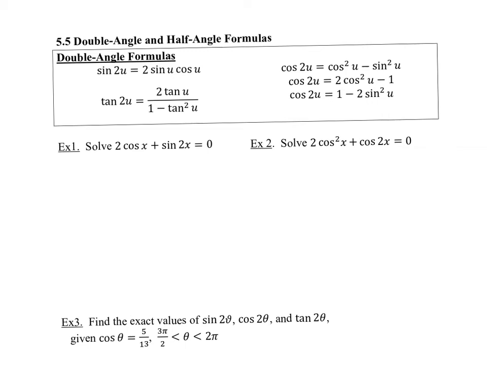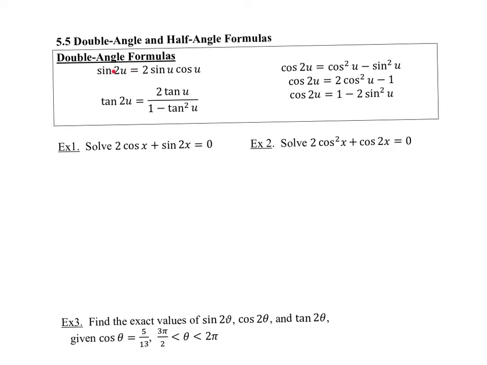Okay, 5.5 is the double angle and the half angle formulas, and then we will cover some more formulas in the next class. Okay, the double angle formula is saying it's the sine of 2u, the cosine of 2u, and the tangent of 2u. These formulas are derived using the sum and difference formulas from section 5.4.